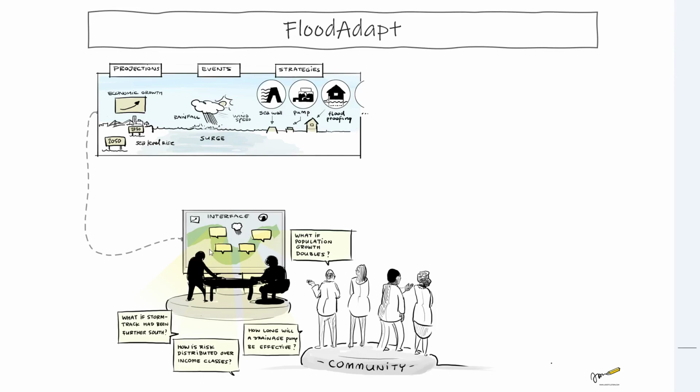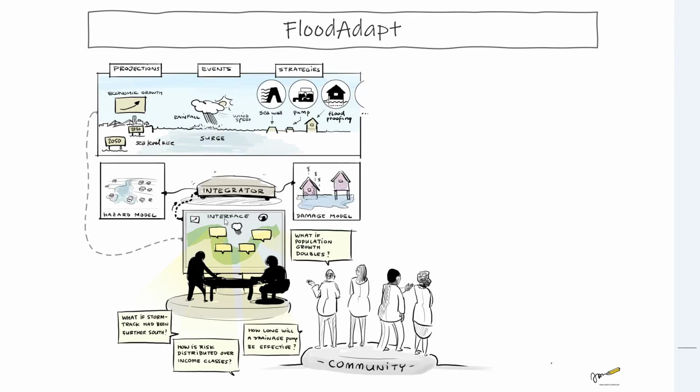They're broken up into three ingredients: a projection about the future, economic growth, sea level rise, an event, a weather event like a heavy rainfall event, a king tide, a hurricane, or any combination, and a strategy, things you can do in your community to try to reduce your flood risk, floodproofing, home elevations, seawalls, pumps, etc. And what happens when you enter that information into the interface is it goes into a backend that does a lot of work for you.